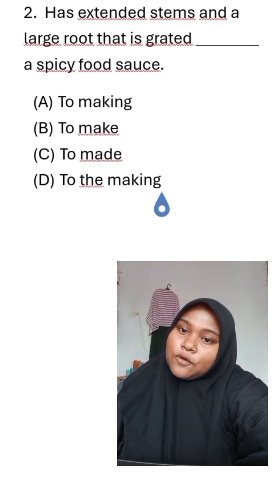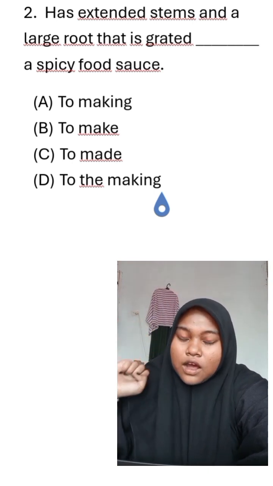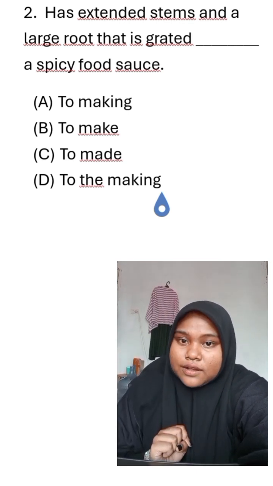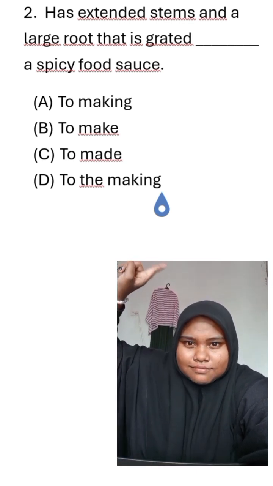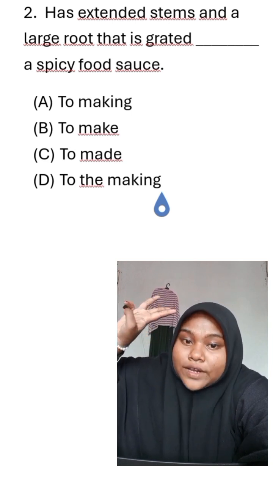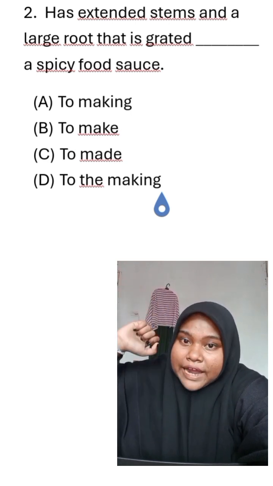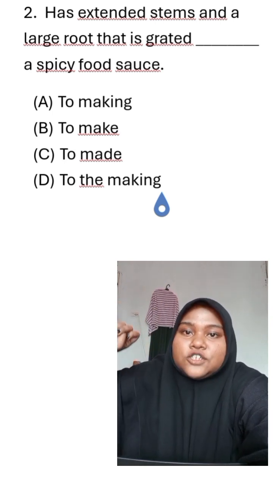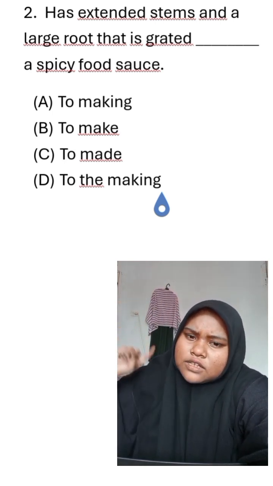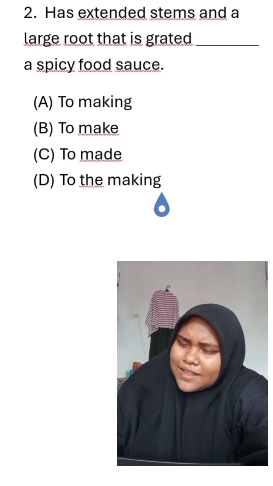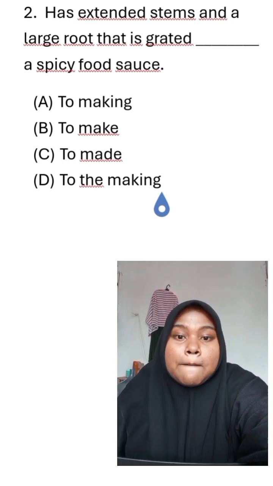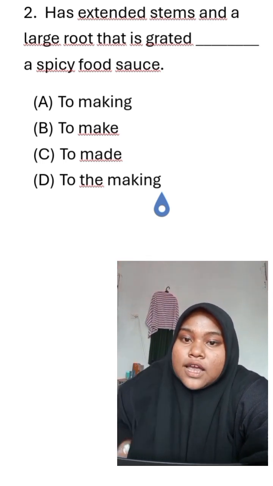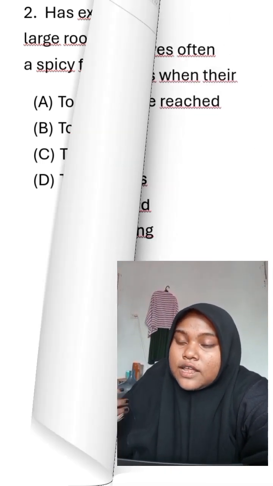Alright, next will be about question number 2. In this case, we have to use the to plus infinitive formula. Option A is a verb 3, and option C, made, is a verb 3. And option D, the making, is a gerund. So these are wrong. And where is the answer? The answer is B. Why? Because that connects with the patterns that I have shown you guys.